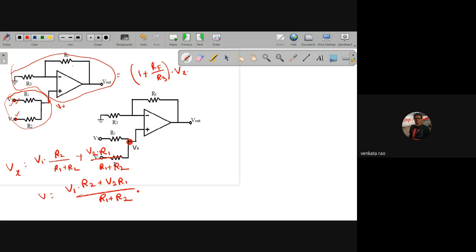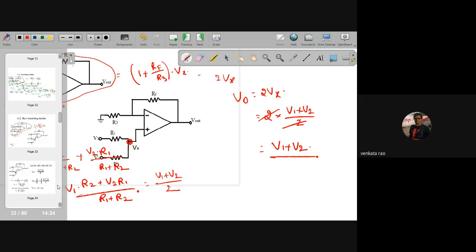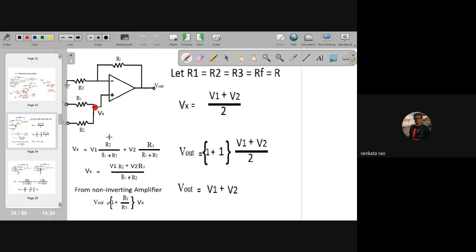Now take this Vx value and substitute here. I am assuming all resistors are equal. Now Vx became V1 plus V2 by 2. If all resistors are equal, the gain became 2, so finally output voltage is 2Vx. Now 2 into Vx is V1 plus V2 by 2, the 2 gets cancelled, and now it is V1 plus V2. So that is the non-inverting adder. Okay, so this is the procedure.